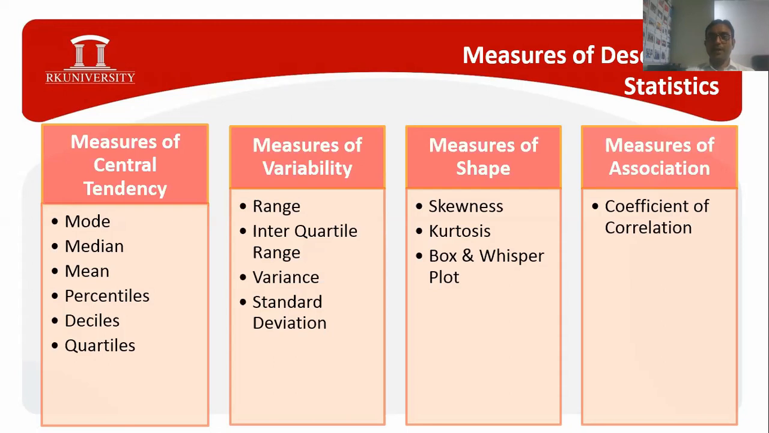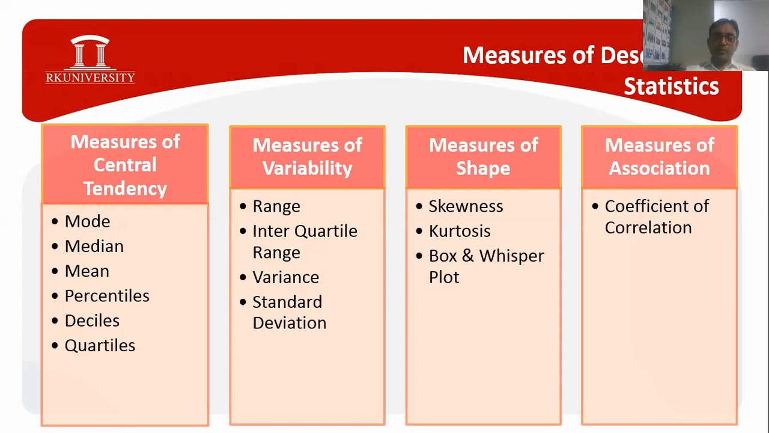And last is method of association, which gives us an idea whether two variables are related with each other or not. And if they are related, then what is the degree of association, whether they are positively related, they are inversely related, or there is no correlation at all. There are many measures, but the most widely used method is the coefficient of correlation.